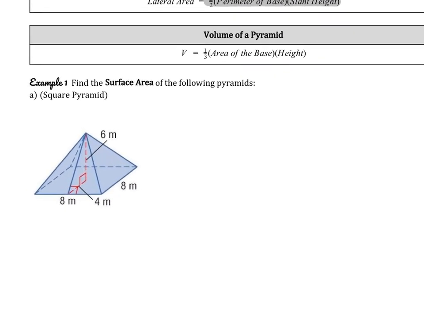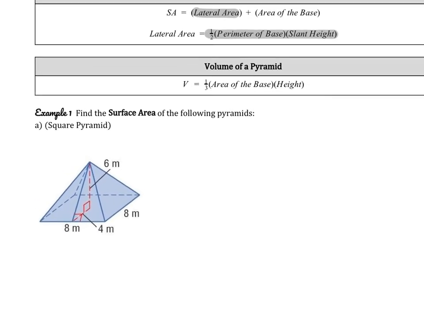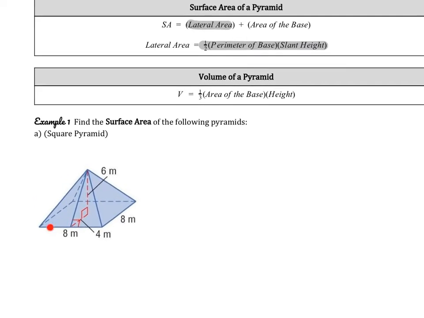Okay, let's try this first example together. Here we're going to be finding the surface area of this square pyramid. For the surface area, a few things we will need. We will need to know the perimeter of the base. We can find that because this is a square, so all of the sides should be 8. But the thing we are missing is the slant height. We have the overall height of our pyramid, which is 6 meters, but this is the slant height that we will need to find our lateral area. So that's the first thing we're going to need to find.